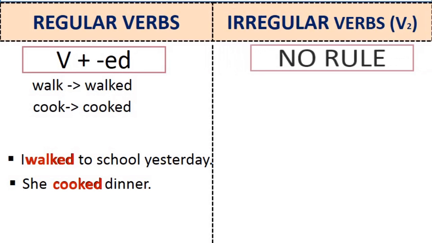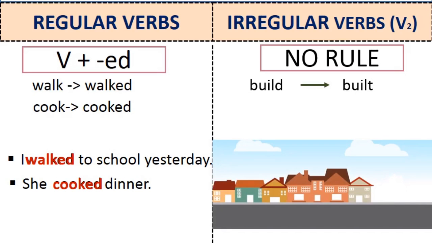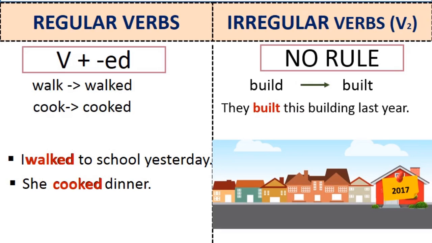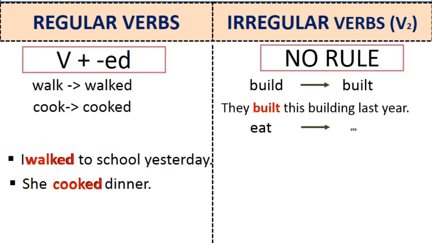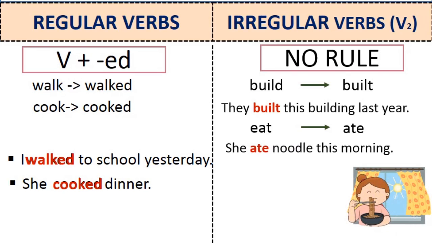There is no rule for this. You simply have to practice if you want to remember how to change these verbs into the past tense correctly. So, for example, some common ones are build, which becomes built. They built this building last year. Eat becomes ate. She ate noodles this morning.